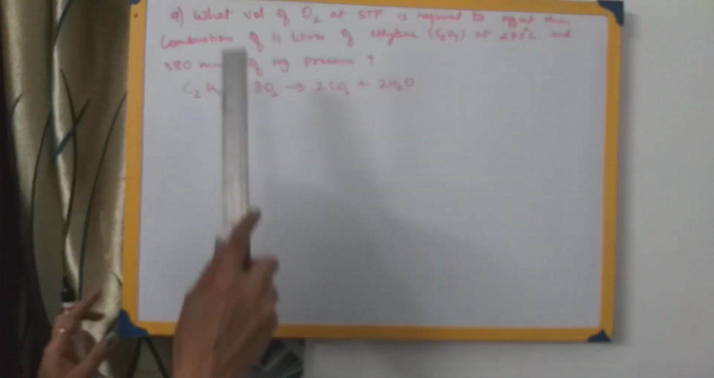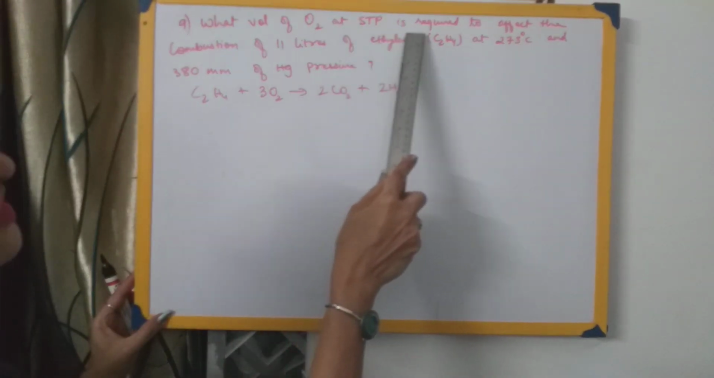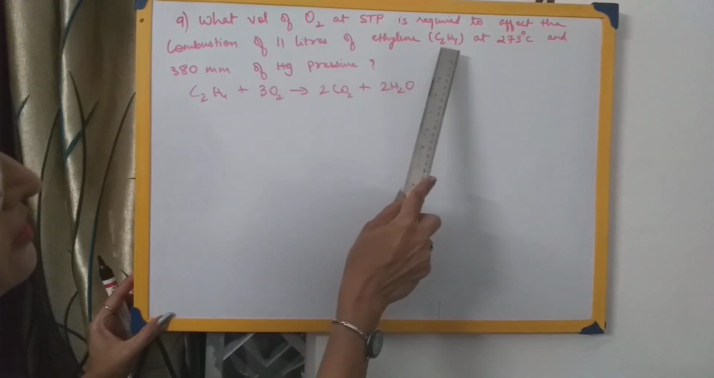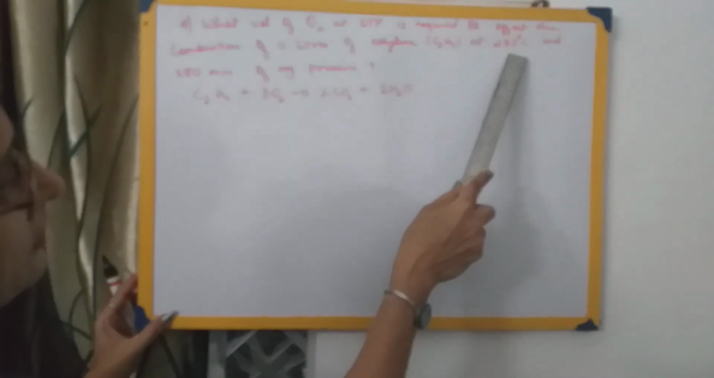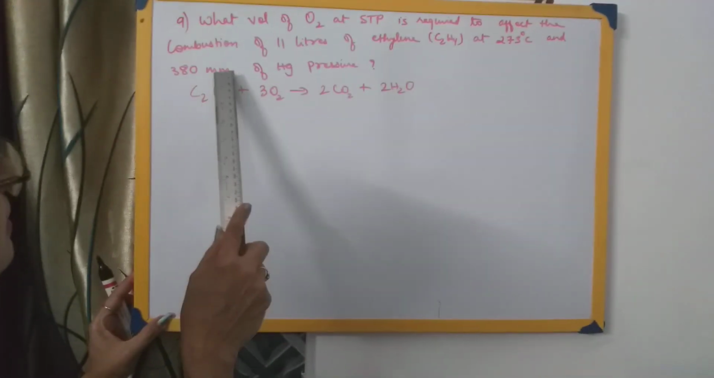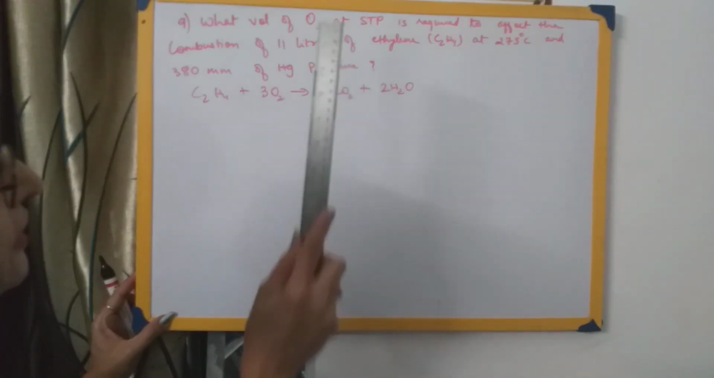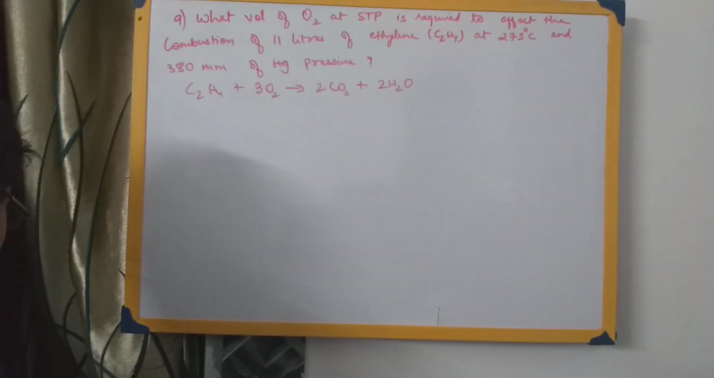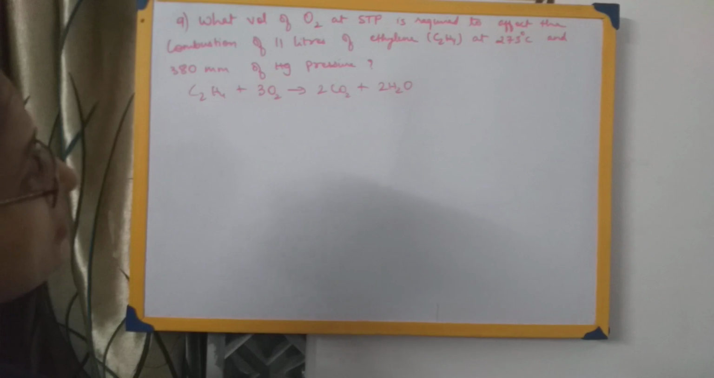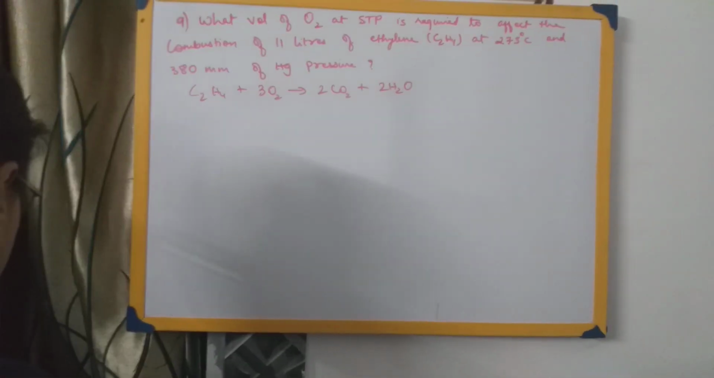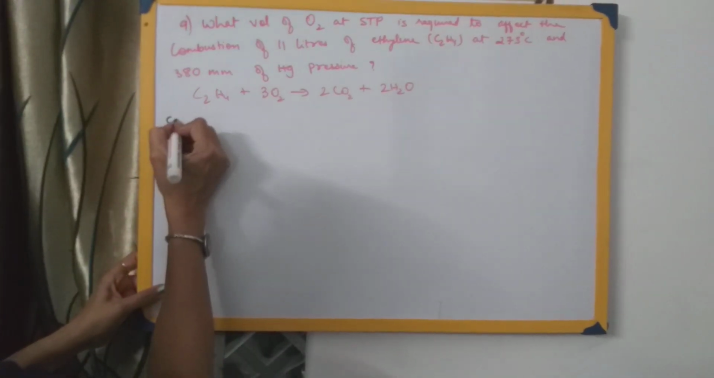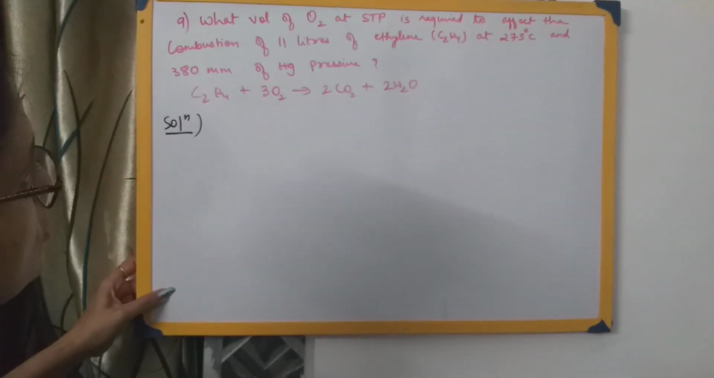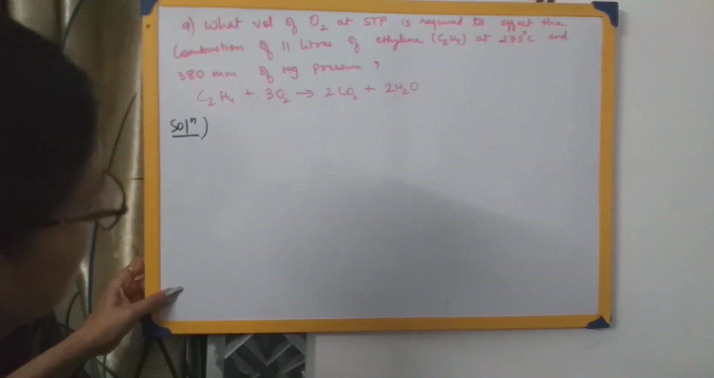Next, what volume of oxygen at STP is required to affect the combustion of 11 liters of ethylene C2H4 at 273 degrees Celsius and 380 mm of Hg pressure? We have been provided with the equation, but this equation has been given to us to confuse us. Let us see what we can do. It's slightly different from all the other numericals which we have solved. So first let us write down the information that has been given to you.